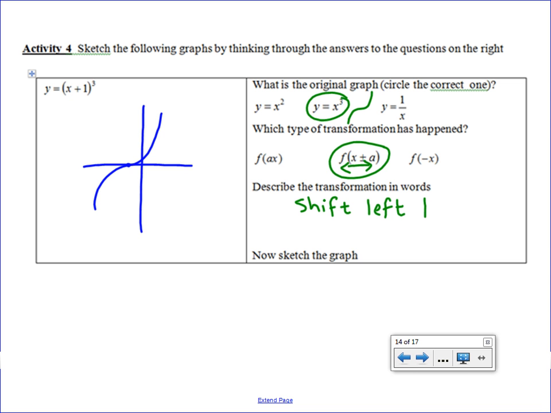Beautiful. And labelling? Excellent. Perfect. From left 1, fantastic. Okay, pause the video, work through the rest of activity 4 in the same way, and then when you're ready, unpause, and we'll start off on activity 5.